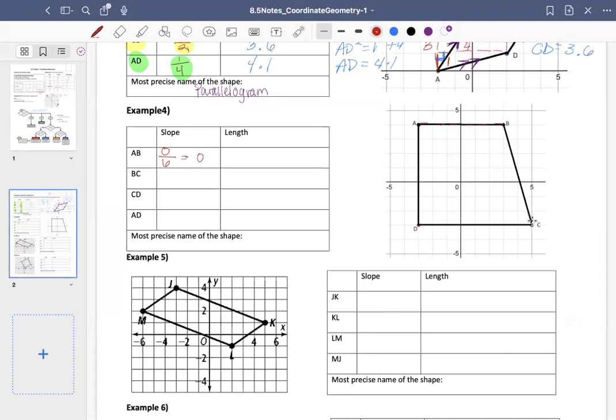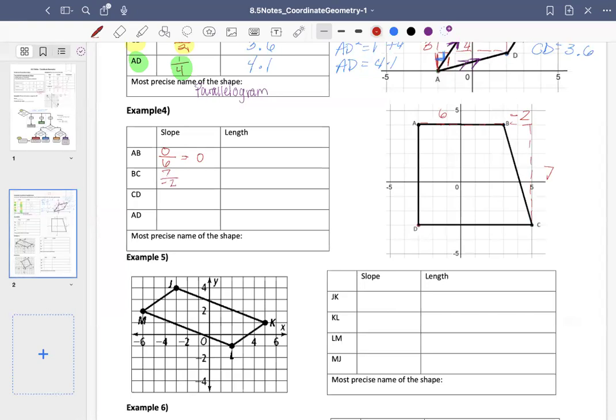Let's look at BC. I rise 1, 2, 3, 4, 5, 6, 7. And then I'm going to run, and I run to the left. 1, 2. Right, and since I'm going to the left, that makes it a -2. So putting that in slope form, we get 7 negative halves. That's as simplified as it's going to go.